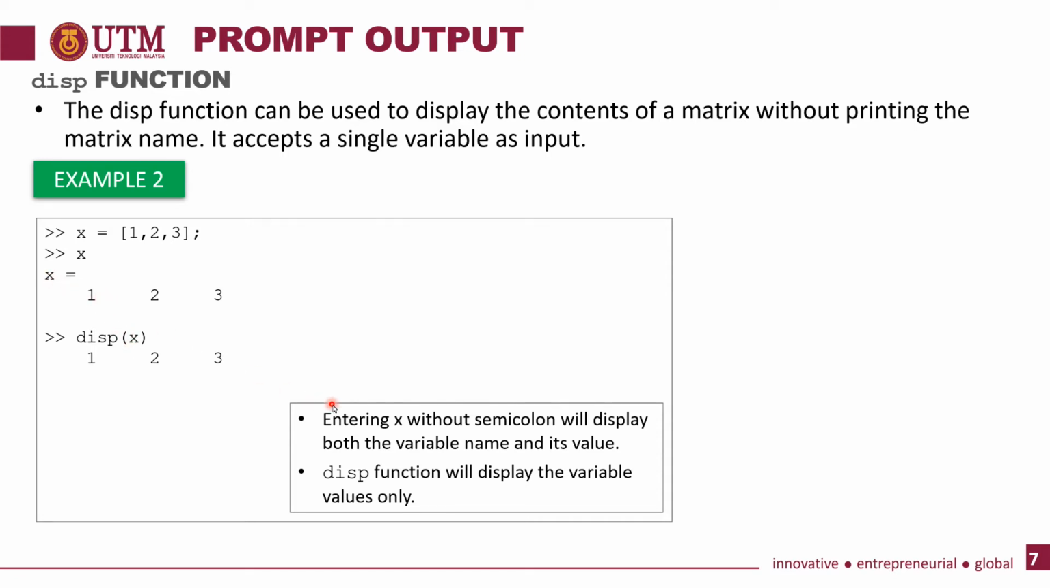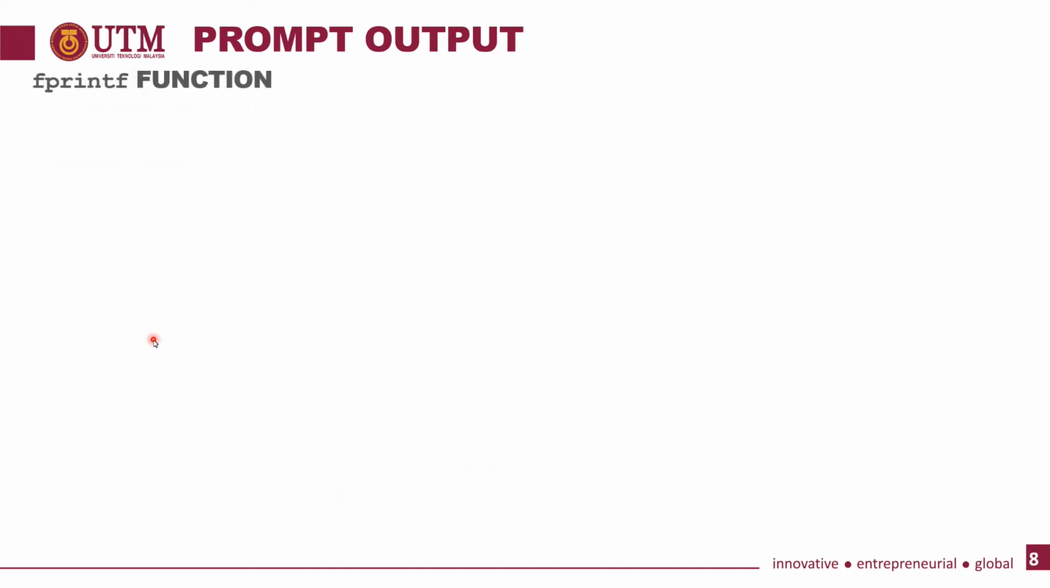Entering x without semicolon will display both the variable name and its value. I already showed that to you before. This function will display the variable values only. However, the DISP function will only display the value inside variable x. I already showed it to you before.